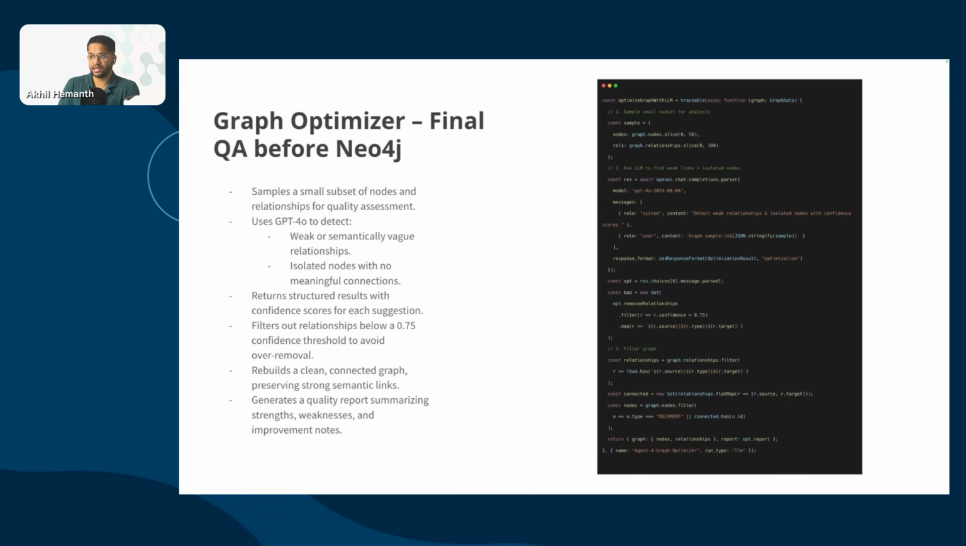So Agent 4 is essentially the graph quality auditor. It samples parts of the graph, asks the agent to flag vague or inconsistent relationships in comparison to the defined entities and relationships from step one, and removes only those with lower confidence. The goal is not to delete data, but to improve semantic precision, keeping the final graph lean and meaningful before saving it to Neo4j.